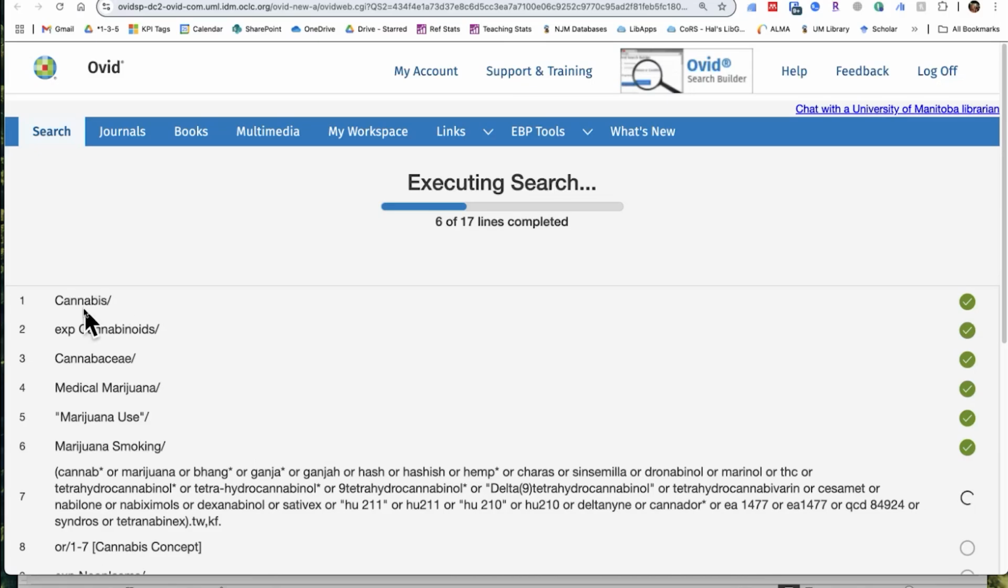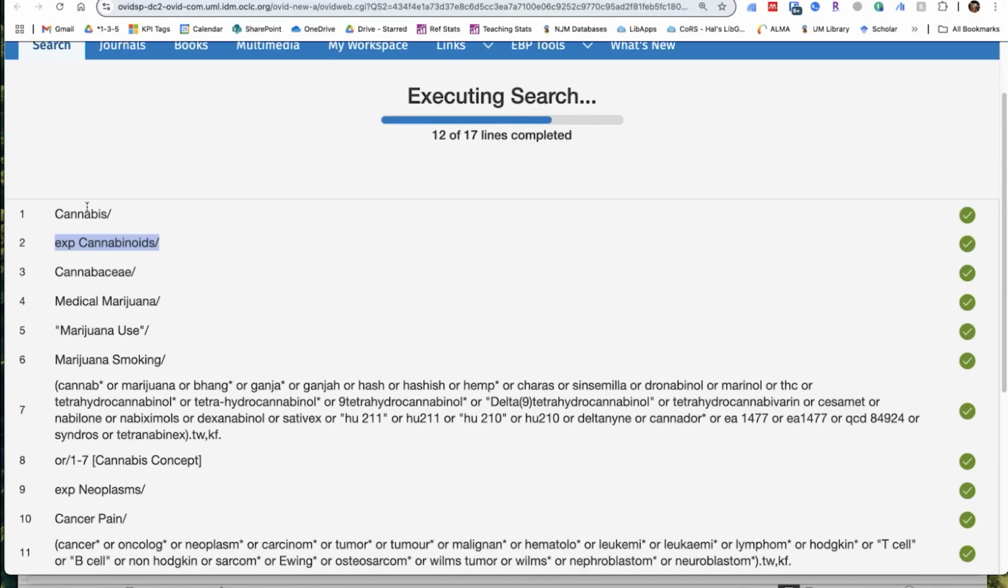So here you can see, this is Ovid Medline. Anytime it's indicated by that backward slash, that indicates that it's a subject term. So you can see cannabis, I have cannabinoids, all these variations. So these are my subject headings, lines 1 to 6. Down here are my keywords.